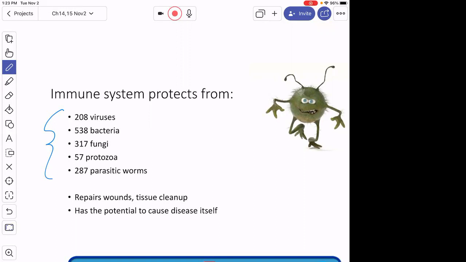It's also necessary in order to repair any wounds that we get, to eat up dead cells that we don't need anymore. But sometimes it gets a little bit out of whack and it has the potential to cause issues itself. Okay, so that's what autoimmune disease is.